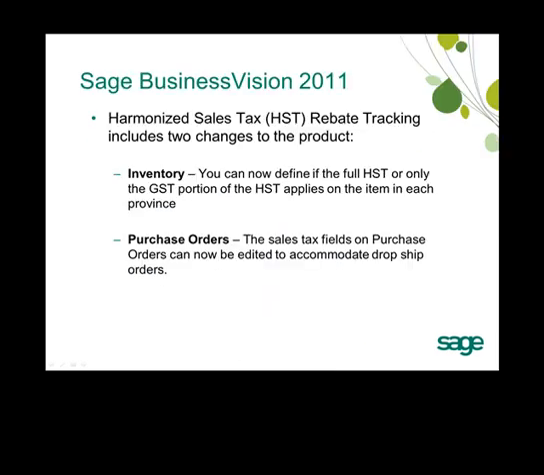Sage BusinessVision 2011 includes two significant changes to accommodate Harmonized sales tax rebate tracking. First, in inventory, you can now define if the full HST or only the GST portion of the HST is applicable on an item by province. This allows you to charge the full HST in one province, whereas the same item sold in another province will only have the GST portion charged if an exemption is applicable.